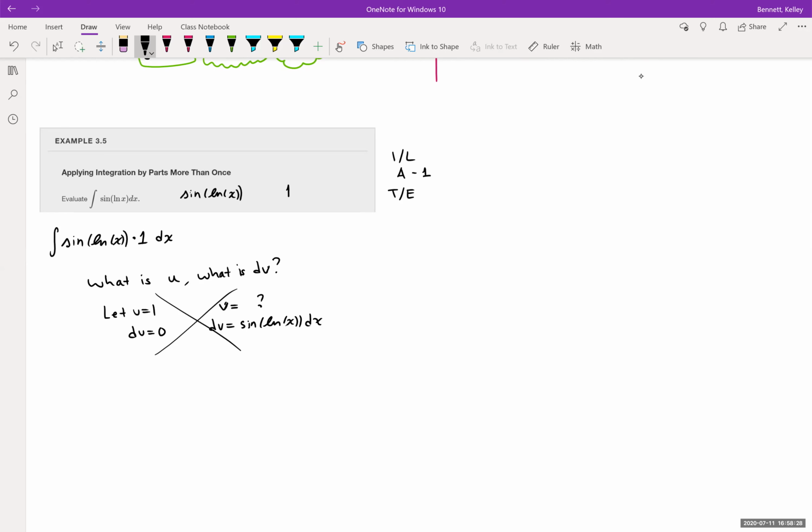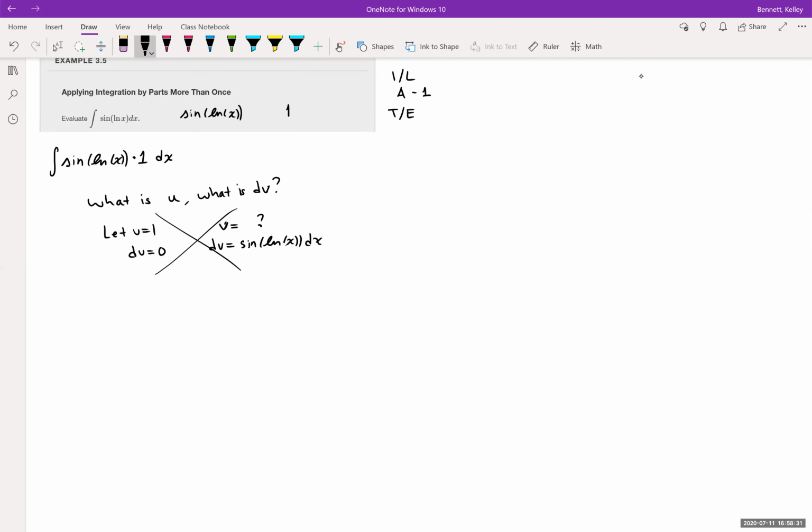Okay, so our only other option is the other guy. So let's let u equal sine of ln of x. Then we can compute du using the chain rule, and dv is just going to equal 1 times dx, so that v becomes just x. So the derivative of sine of ln of x is going to be cosine of ln of x times the derivative of ln of x, which is 1 over x.